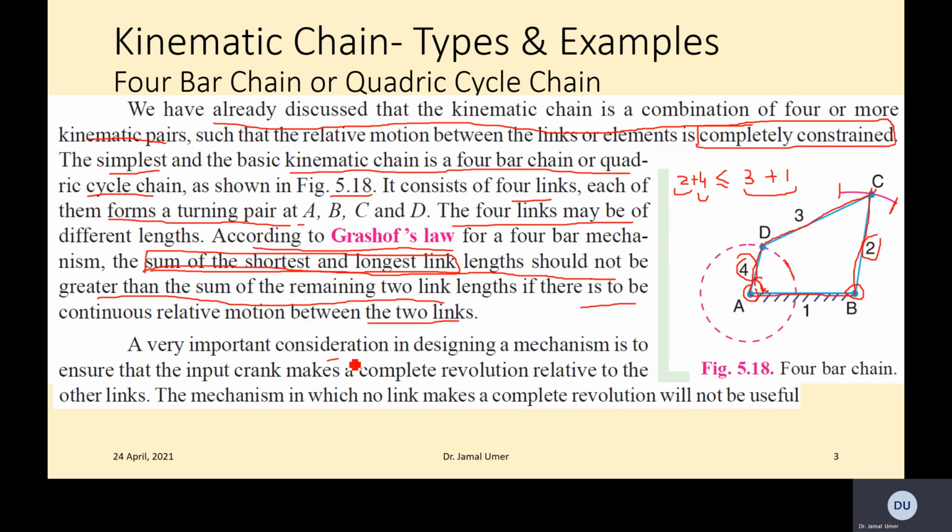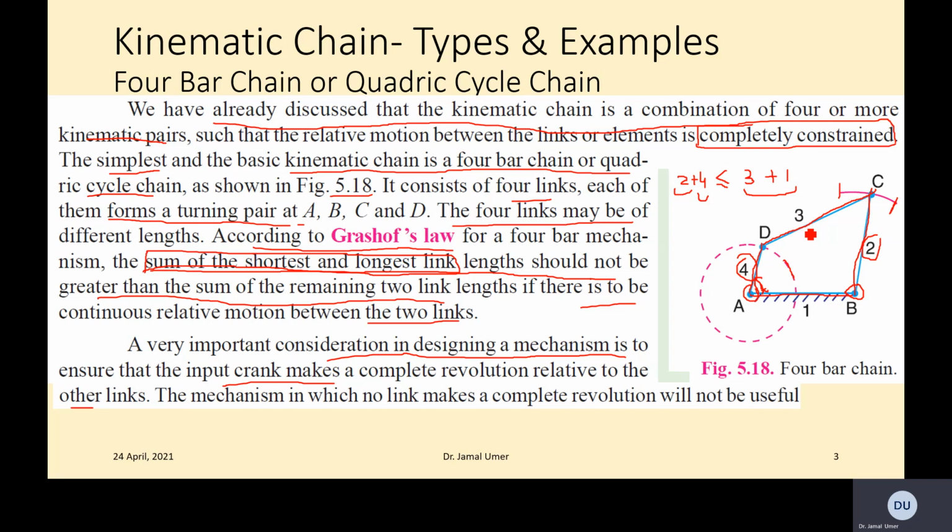So a very important consideration in designing a mechanism is to ensure that the input crank makes a complete revolution. This was also the theme of Grashof's law. So link 4, which is the crank, has to make a complete revolution relative to the other links. Of course, this one is making a complete revolution with respect to link 1 and of course with link 3 as well.